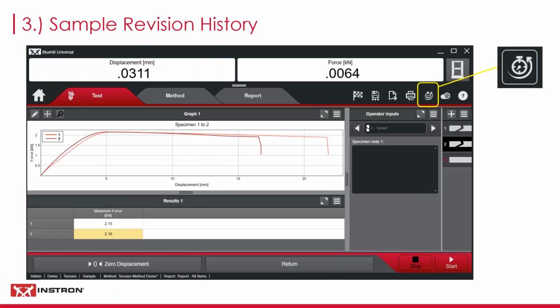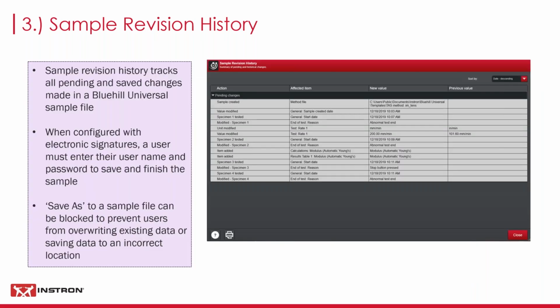The third component of traceability is sample revision history. The sample file in Bluehill is the file that stores the testing data. A user can view the sample revision history directly from the sample file by selecting the icon I have highlighted here in this screenshot. Very similar to the method revision history, if you click that icon, it opens up a separate box that will show the full sample revision history.